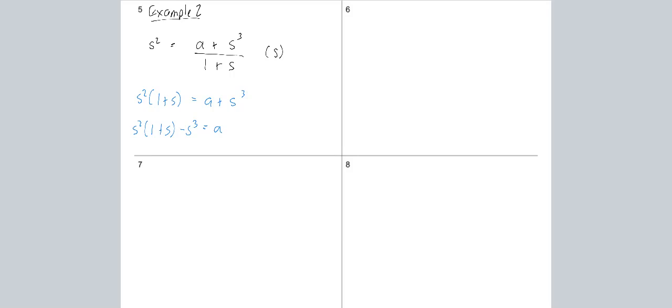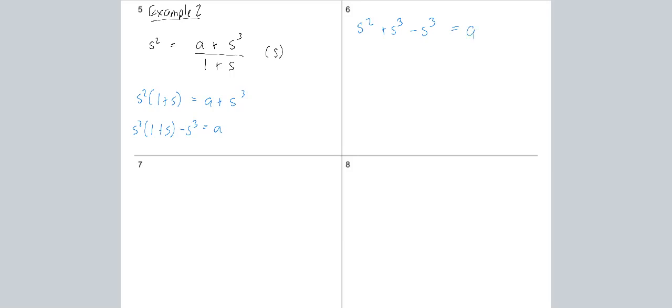And again, with practice, the intuition will kick in and you'll just see things like, oh, if I expand this, I'll get an s cubed and that'll remove this s cubed here. Oh, that's nice to know. So a bit of stepping back and thinking about what the impact of an expansion would be will help you out here. So I'll expand and that gives me s squared plus s cubed minus s cubed is equal to a.